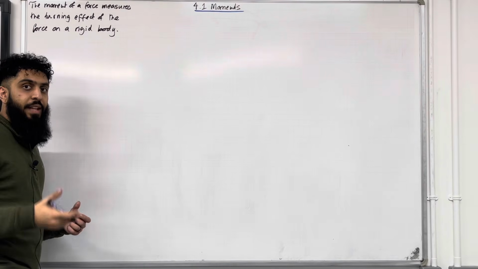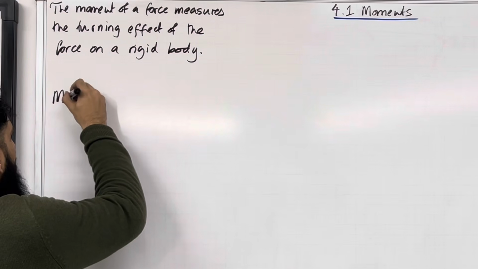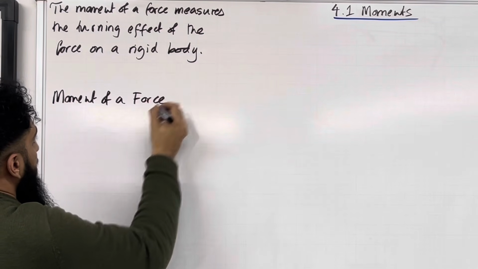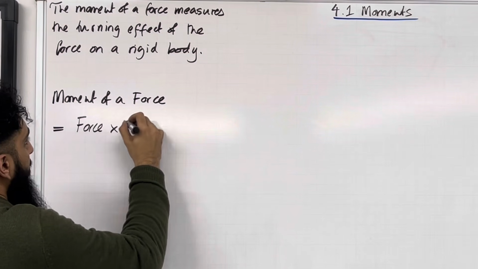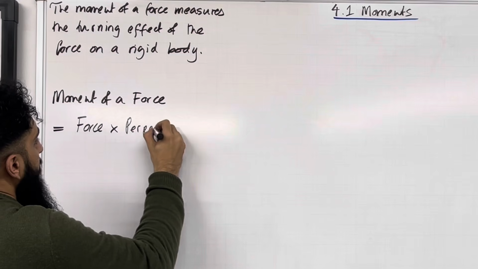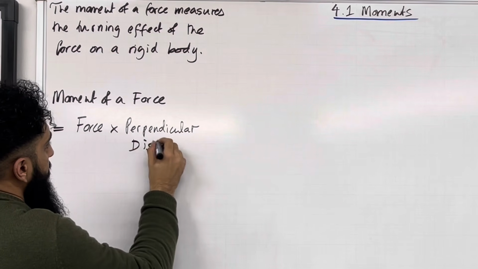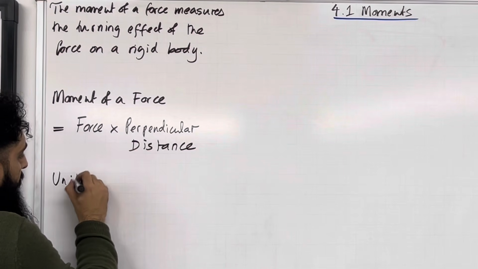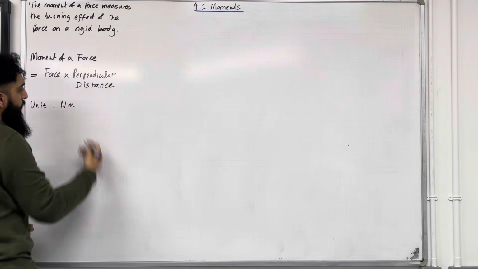How do we calculate the moment of a force? Well, the moment of a force is given by the force itself multiplied by the perpendicular distance. The unit that we use for moments is Newton meter.